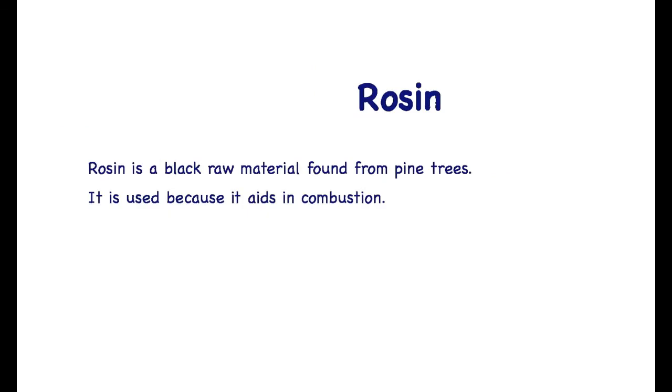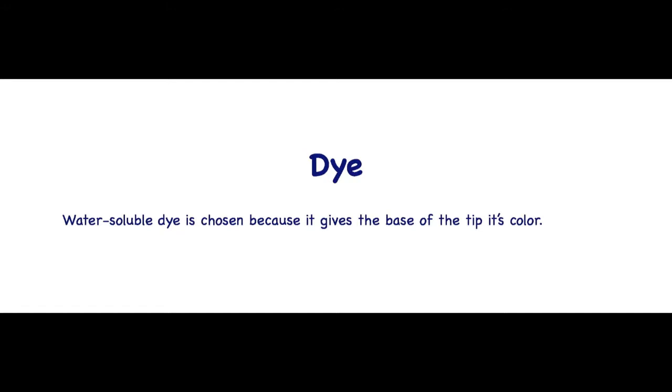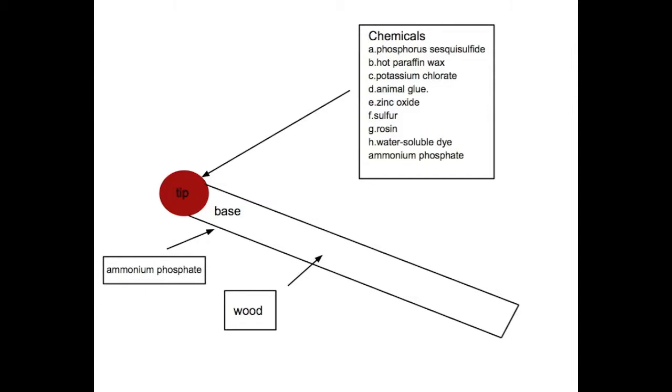Rosin. Rosin is a black raw material found from pine trees. It is used because it aids in combustion. Dye. Dye is chosen because it gives the base of the tip its color. This is a diagram of a match.